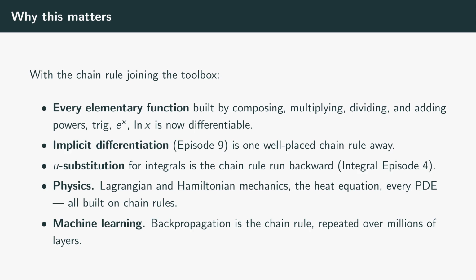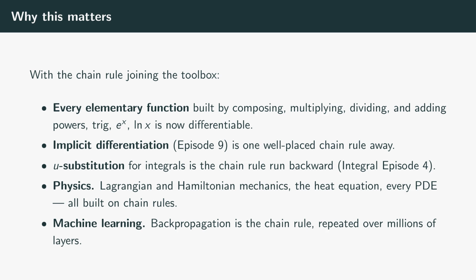Why this matters for everything that follows. 3 reasons. First, with the chain rule joined to the other 5 rules, every elementary function you can write down by combining powers, trig, exponentials, and logarithms through addition, multiplication, division, and composition is now differentiable in a finite number of mechanical steps. You will not need the limit definition again unless you are proving a new rule. Second, several upcoming techniques are really the chain rule in disguise. Implicit differentiation in episode 9 is a chain rule with one of the variables hidden. U substitution for integrals in the second playlist is the chain rule played backward. Both fall out of today's formula.